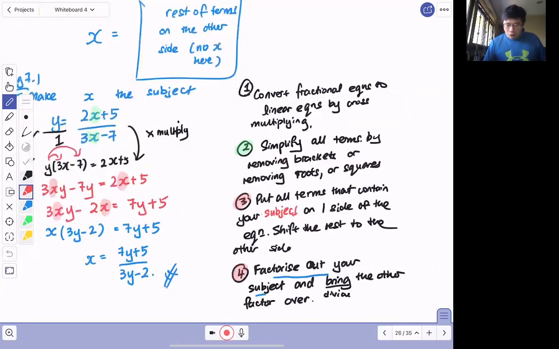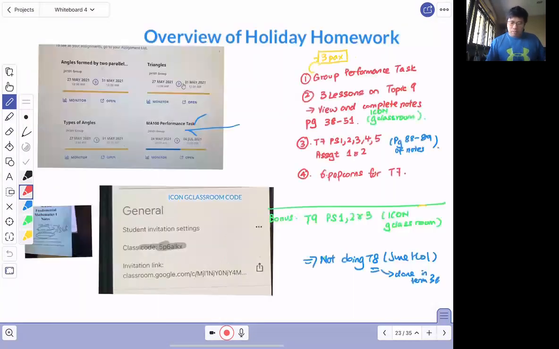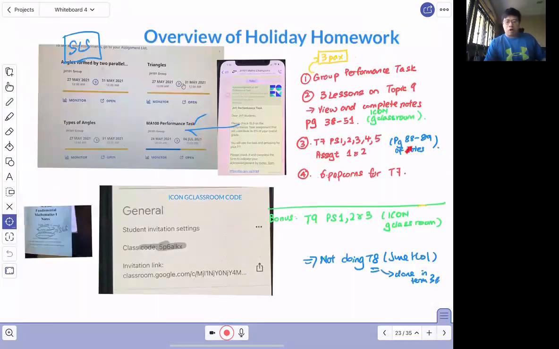Okay, just a reminder for homework. Please make sure that you are aware of these 4 pieces of homework. Okay, that's all for today.